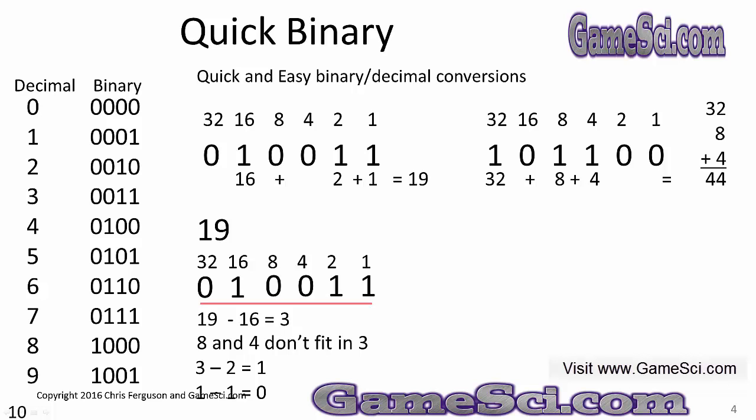By the way, just a little hint, if this number right here is odd, then you're always going to get a 1 in this column. That 1 is there because this is an odd number.